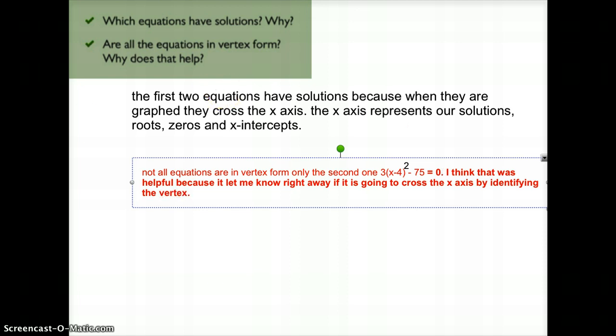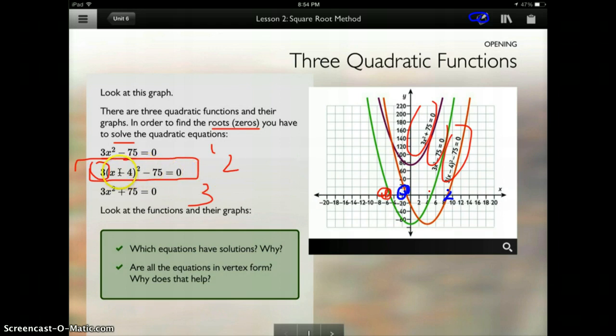So let's go back and see what I was saying there. In this equation here, this 3x minus 4 squared minus 75, I can find the vertex right away. I quickly just found the vertex and it's facing up. So I know that it's going to have 2 solutions right away. I don't know what they are, I just know there are 2 solutions. That's what we learned in 8C.